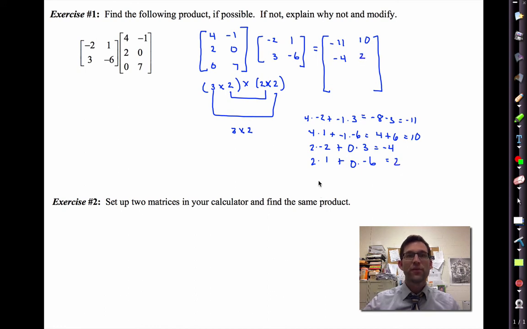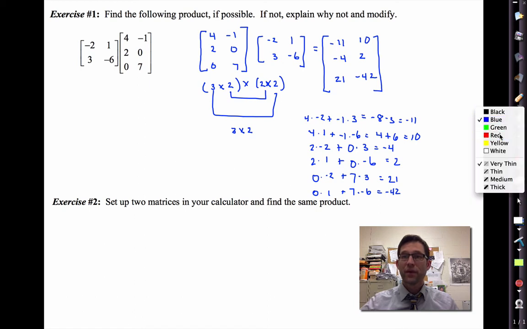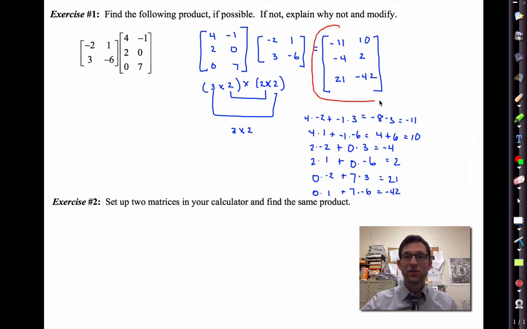That 0 is helpful. Then I'll take this row and dot it into this column. That'll be 0 times -2 plus 7 times 3. That's, of course, 21. And then I'll take this row and I'll dot it into that column. 0 times 1 plus 7 times -6 gives me -42. All right, there it is, and notice it is a 3 by 2.